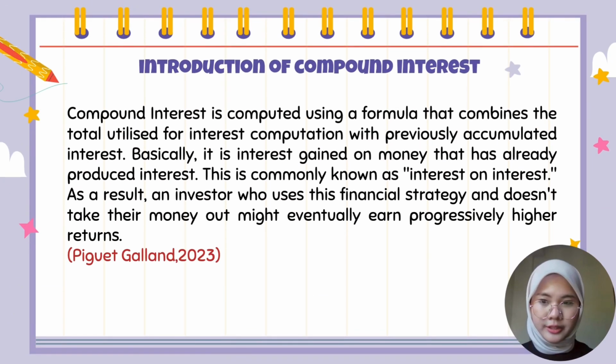Before I go to the calculation, I would like to explain the concept of compound interest to show how this topic actually works in real-life financial situations. Compound interest is computed using a formula that combines the total utilized for interest computation with previously accumulated interest. Basically, it is interest gained on money that has already produced interest. This is commonly known as interest on interest. As a result, an investor who uses this financial strategy and doesn't take their money out might eventually earn progressively high returns. So, with that foundation, I will continue with the calculation for objective 1.